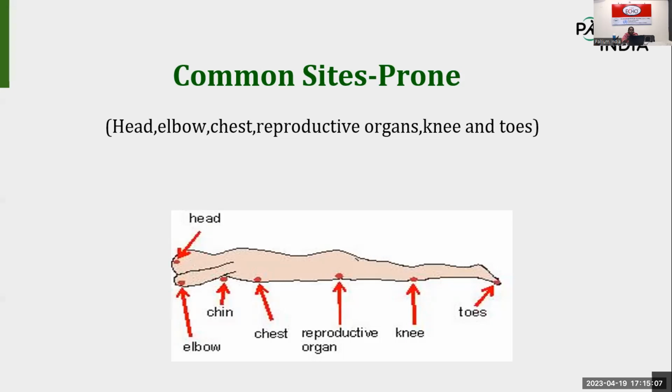For example, if the patient is having stage 3 or stage 4 pressure ulcer formation, and the patient's health condition is okay, then we refer the patient to the surgeon. If the surgeon prefers to do the skin grafting procedure, after the procedure they have to maintain the prone position for at least 3 weeks.